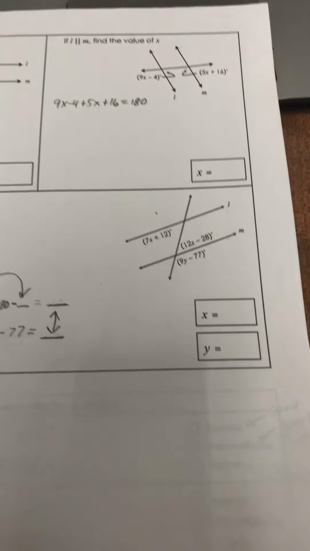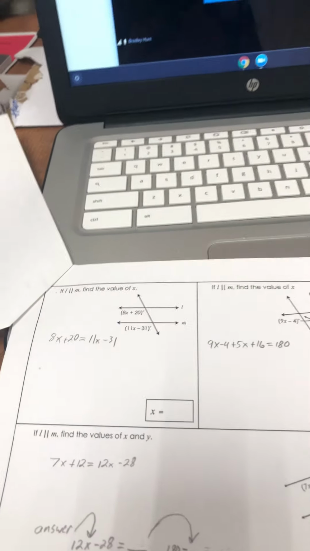Okay? I'm going to pause this right here because the next few have quite a few steps, and I'm going to put it in a part 2 video, so look for that.